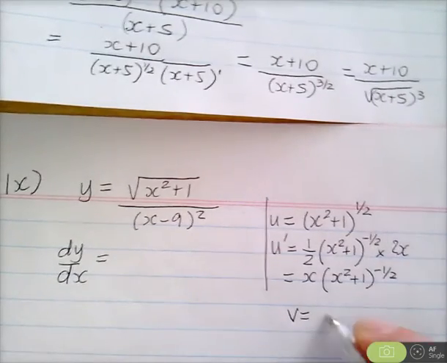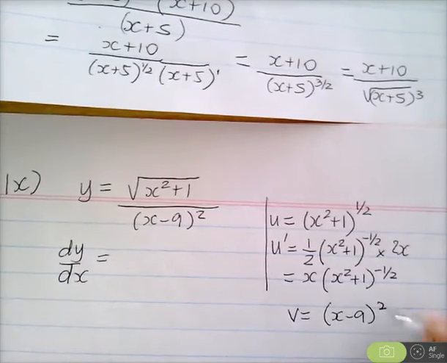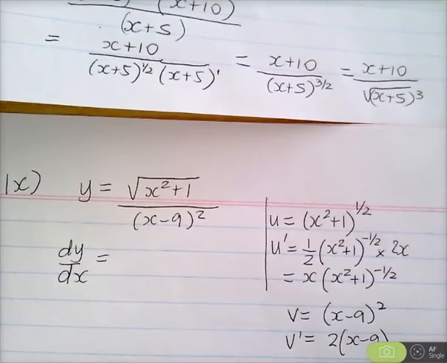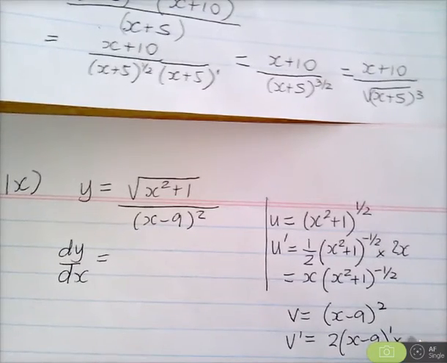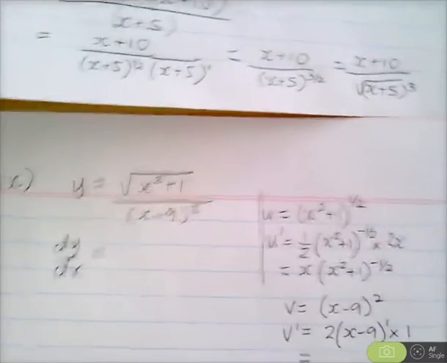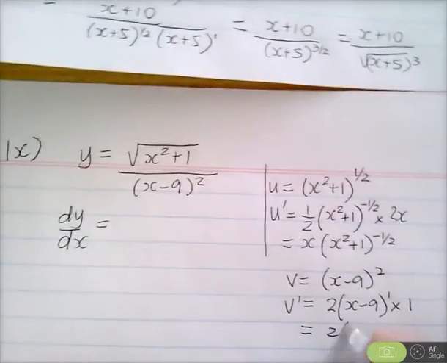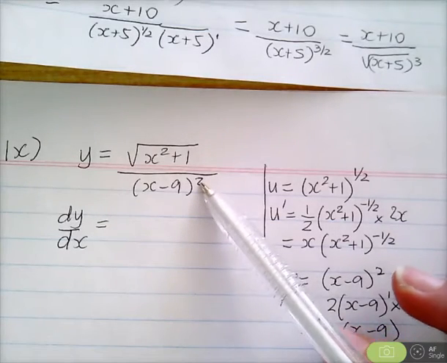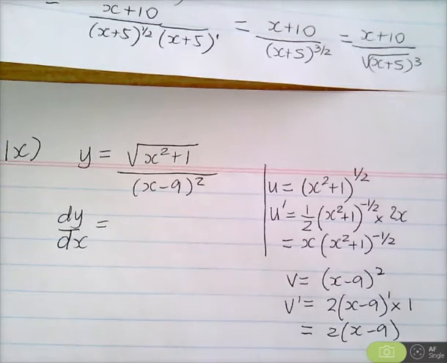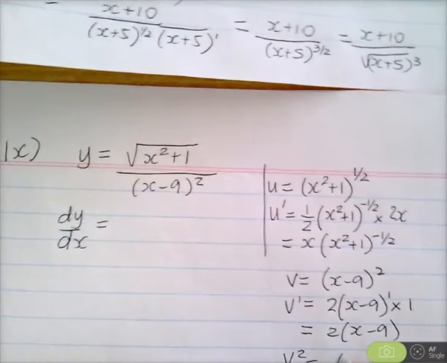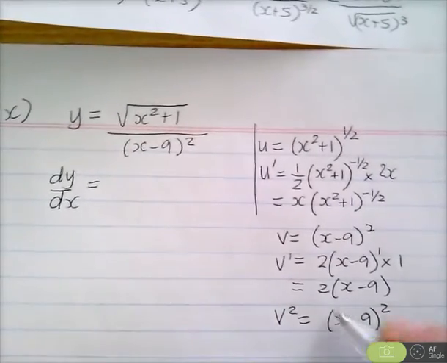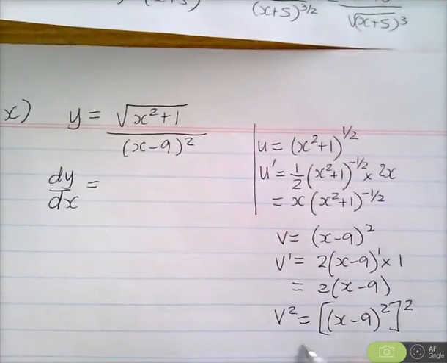What's v? And v dash is 1 times 1. V squared. No, you don't. The only reason I did v squared for the other one is because it had the power of a half. V squared we know is just going to be to the power of 4. I'll do it here. V squared, girls, we don't normally do it. It's x minus 9 squared squared. Got it? Do you see that?